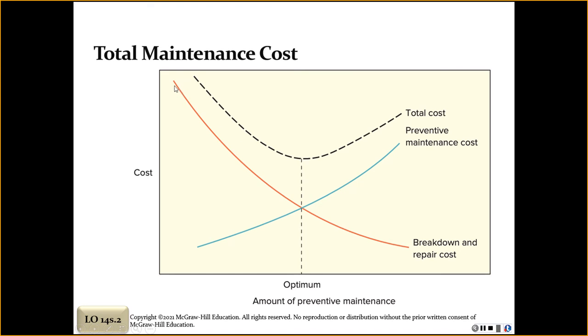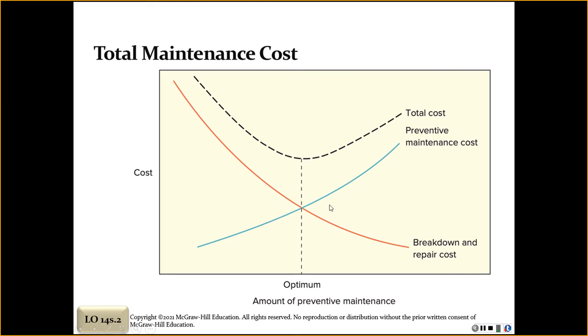You see the cost is pretty high, but there's really no preventive maintenance. The cost goes down over time. And then you have your total cost, which is the sum of preventive maintenance costs plus the breakdown and repair costs. That's what the total cost is.